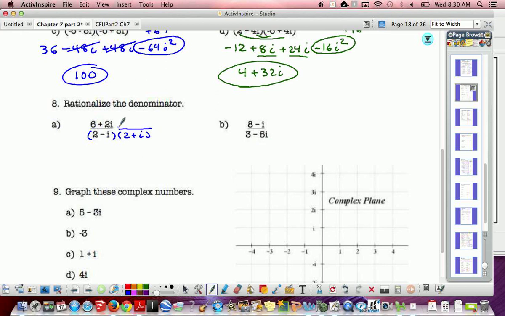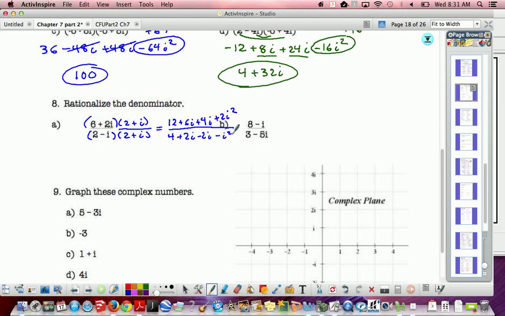So I'm multiplying the top and bottom by 2 plus i. When I do that, I'm actually FOILing the top and FOILing the bottom. When I FOIL the top here, I get 12 plus 6i plus 4i plus 2i squared. In the bottom, I get 4 plus 2i minus 2i minus i squared.